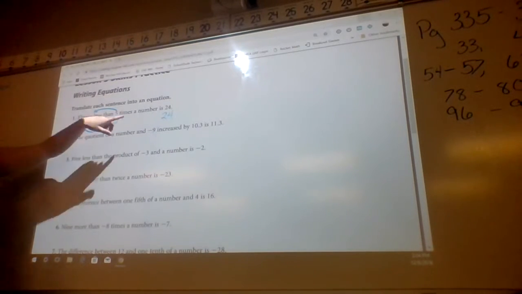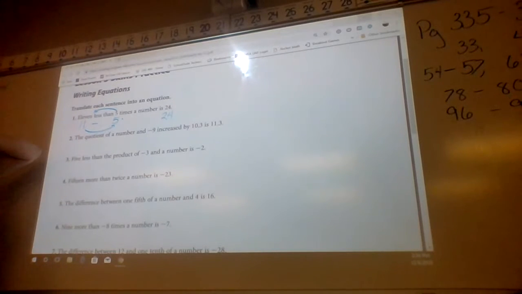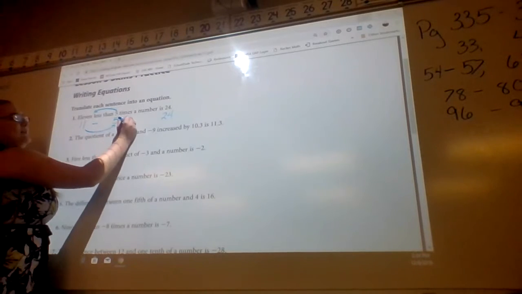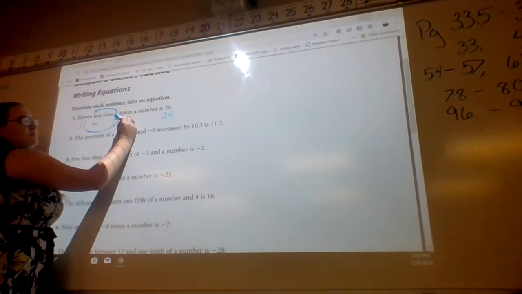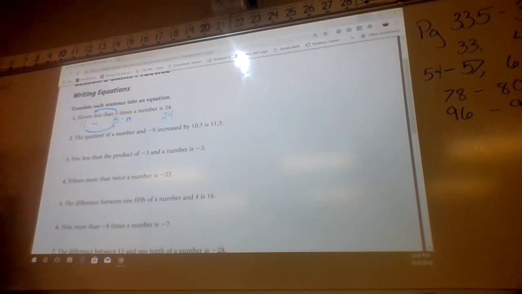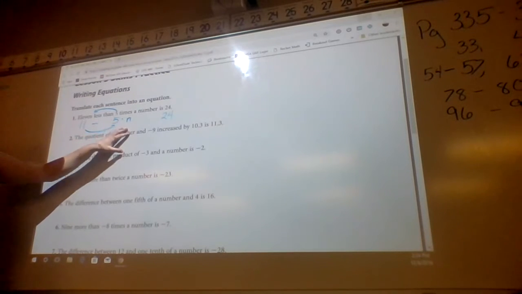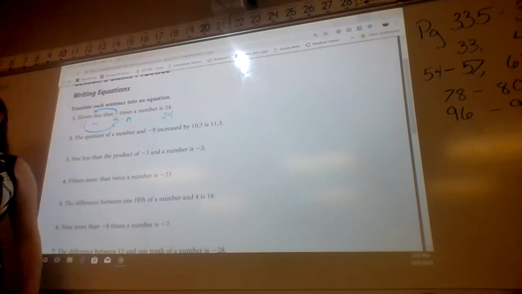I'm sorry, again, guys, what does that number mean? Why a variable? We don't know what the number is. What variable do you guys want to use? N. Or X. Does it matter if it's N or X? No. I really don't care as long as you guys can explain. I put N because N stands for number.